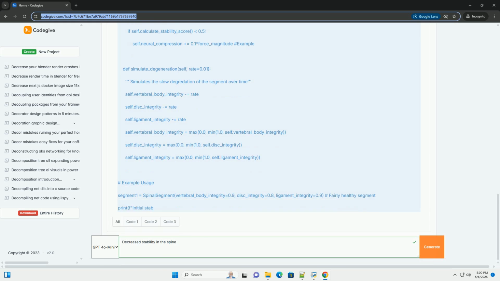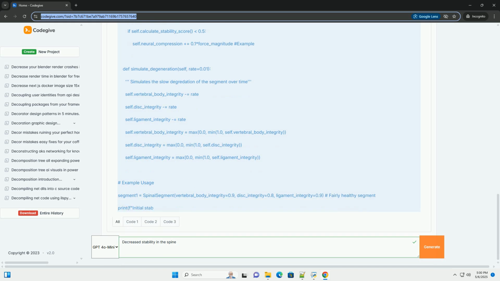Iatrogenic causes: complications from spinal surgery, such as laminectomy, removal of the lamina, or discectomy, removal of the disc, can inadvertently destabilize the spine if not properly addressed. Congenital abnormalities: birth defects like spina bifida or vertebral segmentation defects can lead to instability. 4. Clinical presentation. The symptoms of spinal instability are varied and depend on the location and severity of the instability, as well as the specific structures affected.